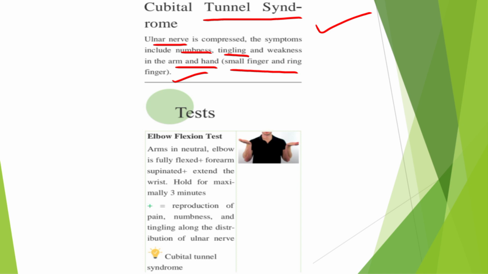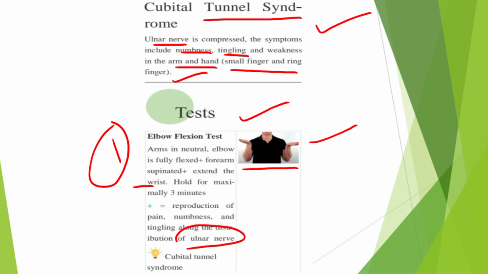There are tests that we can use to diagnose cubital tunnel syndrome. The first test is the elbow flexion test. In this test, the arm is in the neutral position, the elbow is flexed and the forearm supinated, plus extend the wrist. This is the position. Hold this position for 3 minutes, and reproduction of any pain, numbness and tingling along the distribution of the ulnar nerve is the positive sign of cubital tunnel syndrome.